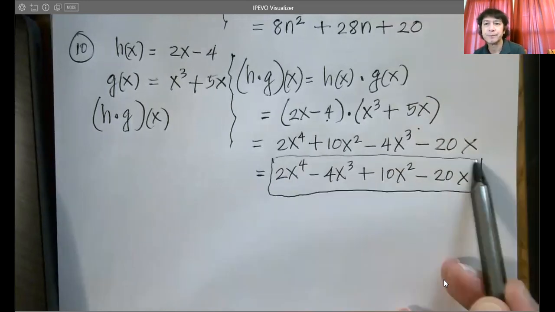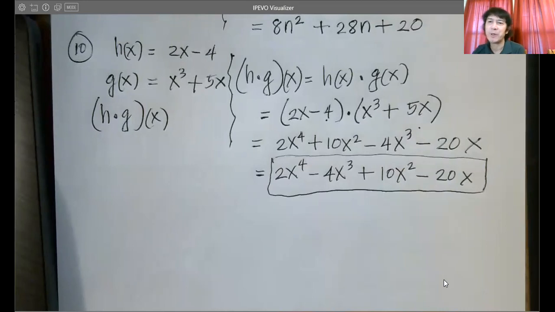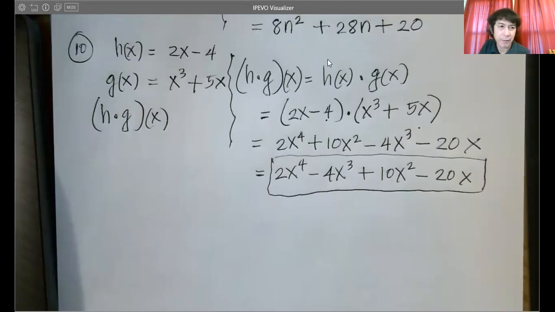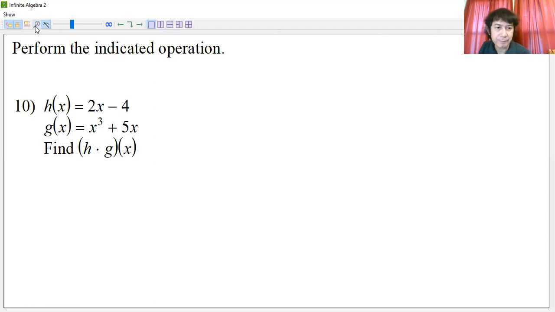There. Okay, so remember that answer. We shall verify that in the other screen. Okay, check and verify. This goes to our number 10. All right, here's number 10. There. Okay. 2x to the fourth minus 4x cubed plus 10x squared minus 20x. Exactly what we have in the paper. All right. We're now doing number 11.